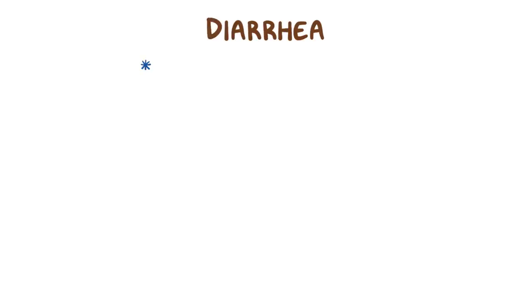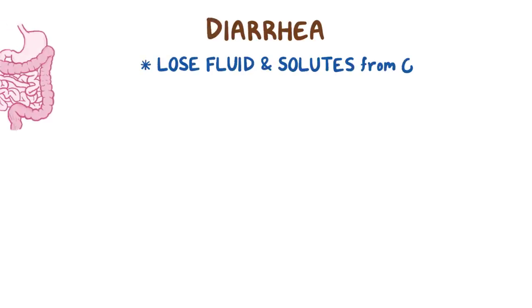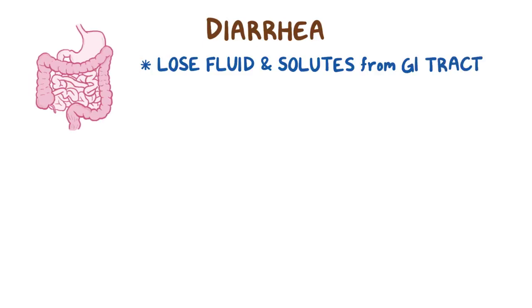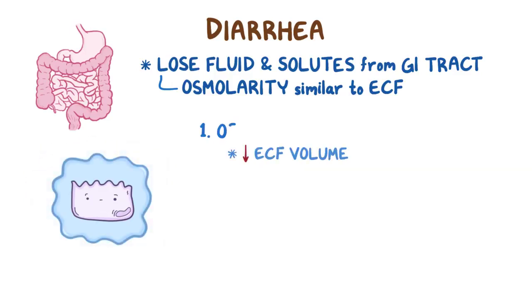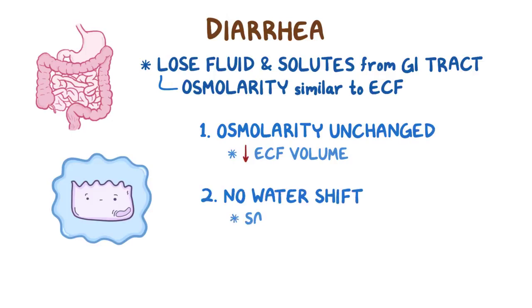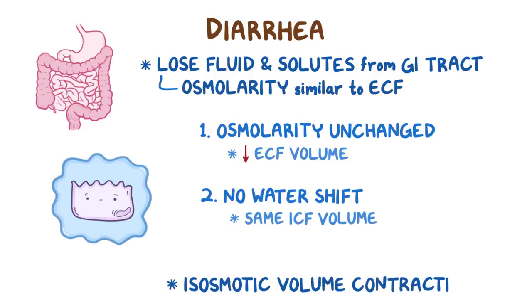Someone with diarrhea will lose a lot of fluid and solutes from the gastrointestinal tract, which ultimately comes from the extracellular fluid. And the osmolarity of diarrhea is similar to that of the extracellular fluid. In other words, losing fluid in the form of diarrhea means that there's less extracellular fluid, but its osmolarity is unchanged. With no change in osmolarity, there'll be no water shift, and intracellular fluid volume actually stays the same. This means that there's an isosmotic volume contraction.